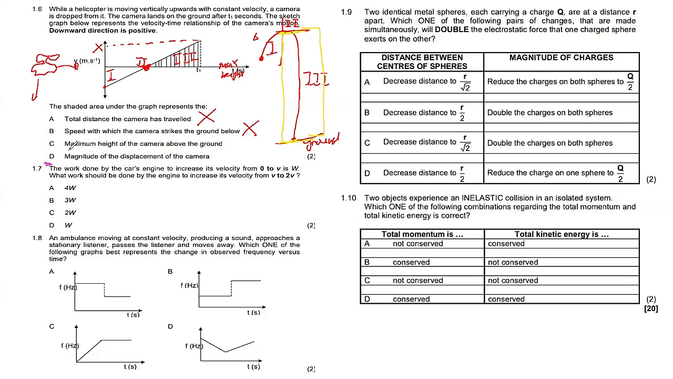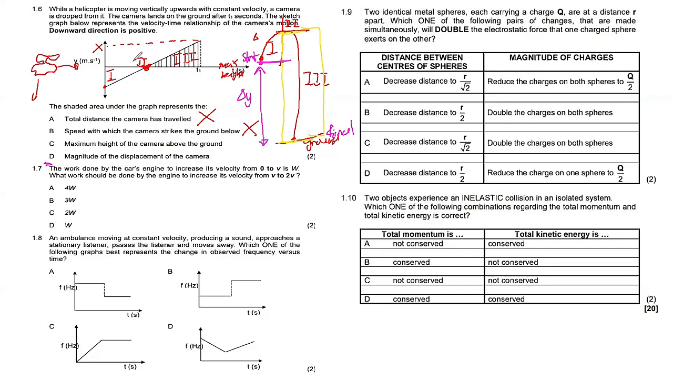Now, looking at D, they said, does it represent the magnitude of the displacement of the camera? If it was the displacement, we understand that the displacement will be represented by this part here. Because what is displacement? The shortest distance between the starting point and the final point, the ground here. So from start to final point, that's the displacement. So the displacement would be represented by the distance from Roman figure 1 to Roman figure 3 there. So the short distance here.